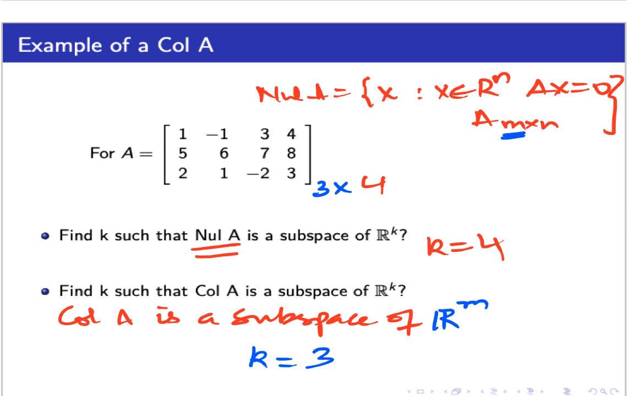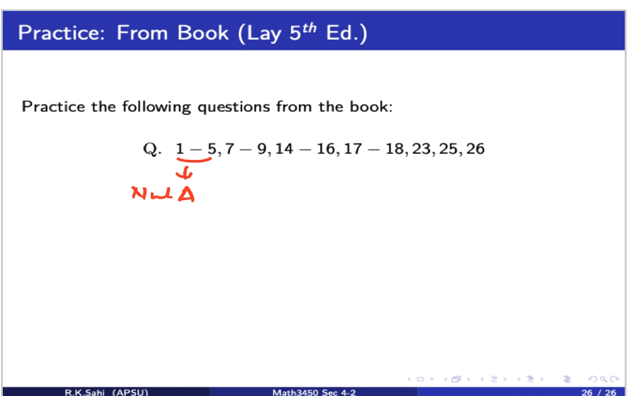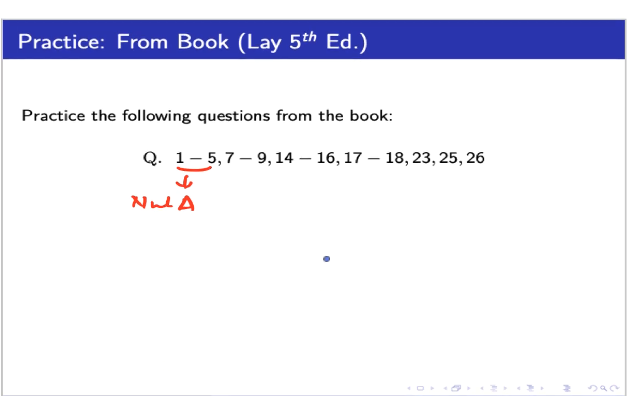And now I would like you to work on these problems from the book. Problems 1 to 5 are basically related to the null space of A. And all the problems which we have done so far are going to be in the range from 7 to 26. All these different problems I've given, practice them. Very important for you guys.